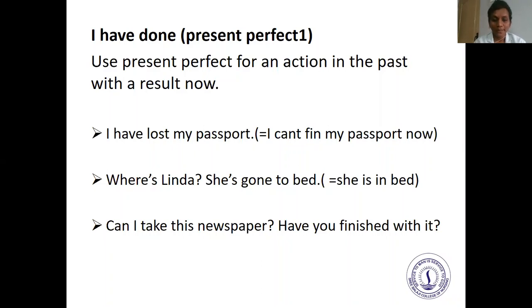Where's Linda? She has gone to bed. She has gone to bed, which means she is in bed now. The action happened in the past with the result now. She has gone to bed and now she is in the bed is the result. So in that case, you will use present perfect. Can I take this newspaper? Have you finished with it? All these are the examples of present perfect.